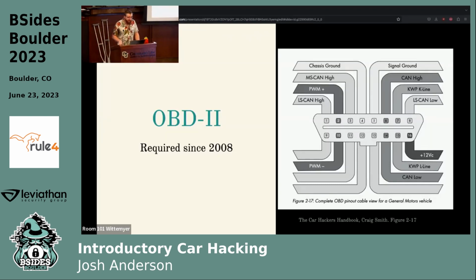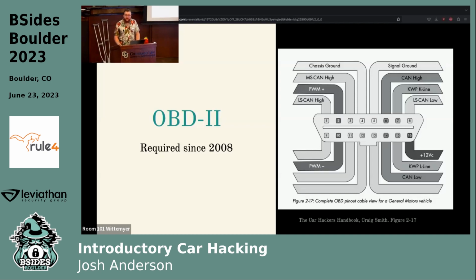That port will always have a 12 volt pin present on pin 16. Ground will be on 4 and 5, and somewhere in there will be CAN high and CAN low. It's typically pins 6 and 14, but you should check your wiring diagram to be sure. CAN high and CAN low is what we need to connect to in order to speak CAN to our car.